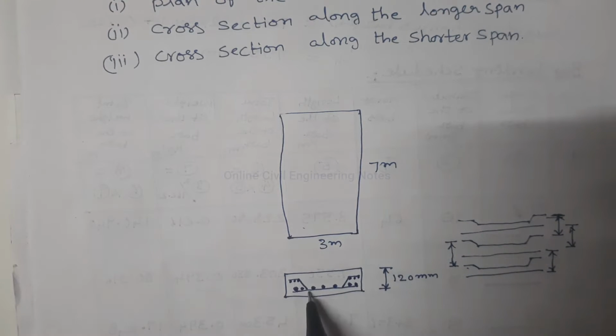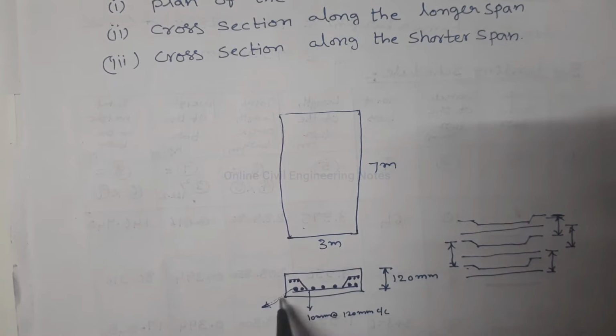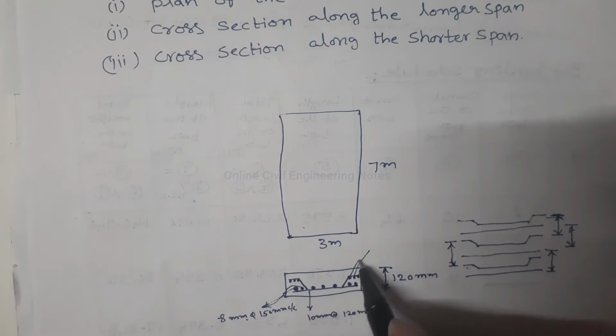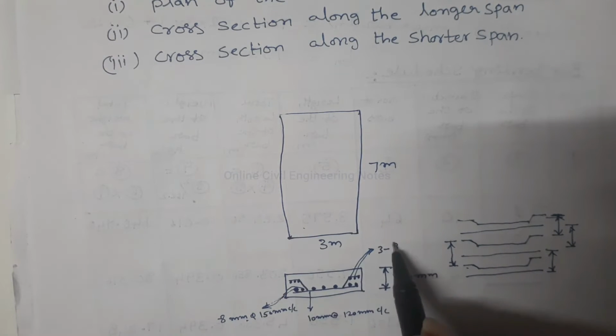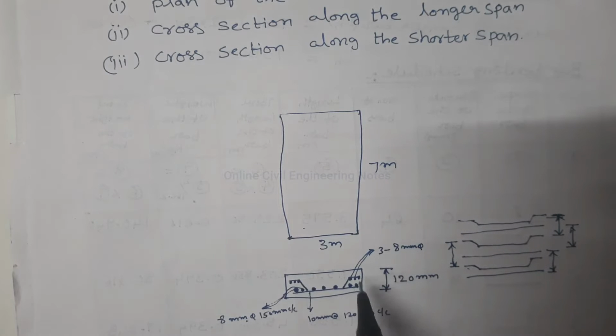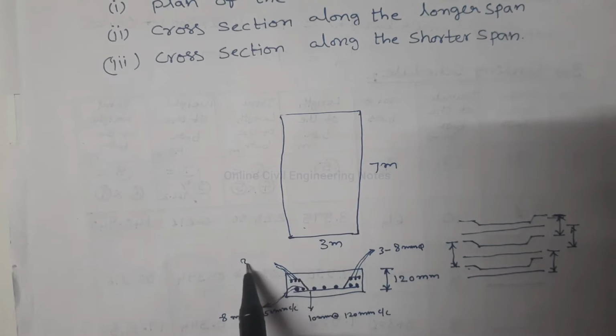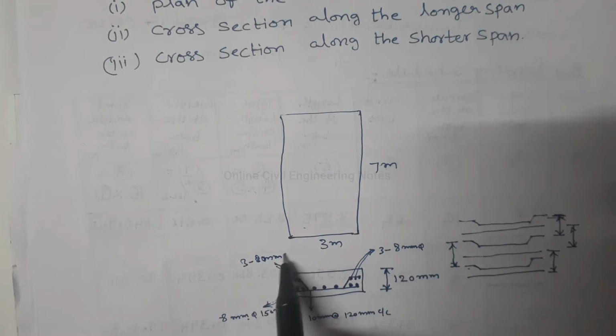Main bars are of 10 mm dia at 120 mm center to center. These are the distribution bars, 8 mm dia at 150 mm center to center. These are the hanger bars. Three numbers. So 8 mm dia hanger bars are provided on either side. See, these are also hanger bars. Three numbers, 8 mm dia.